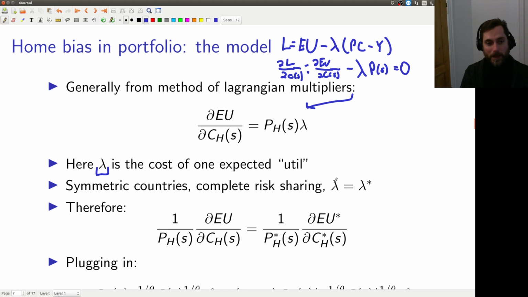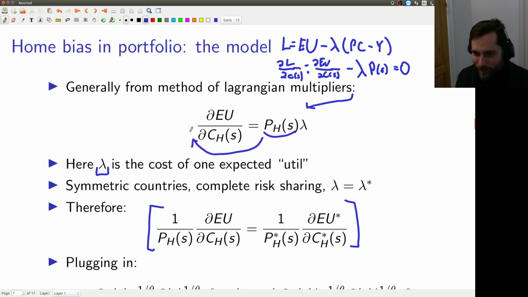The lambda for the problem of the consumer in home and the lambda star for the problem of the consumer in foreign. So therefore, the solution to this problem is going to have this feature. You can see here that we could take this PHS and put it over here. It could be 1 divided by PHS, and then lambda would stay there.